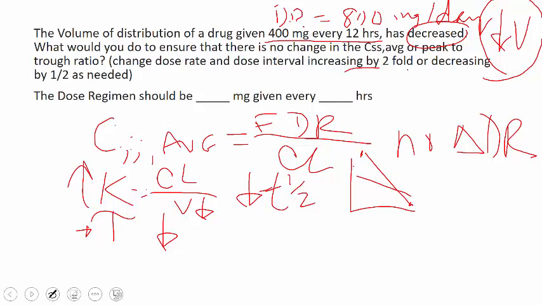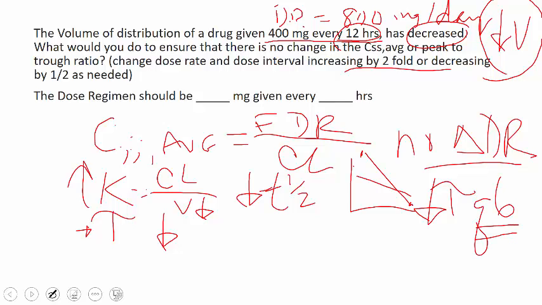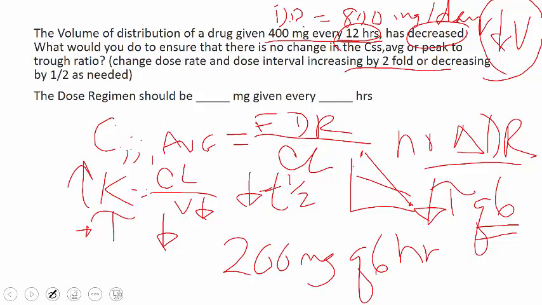So if we use this half and two-fold thing, we're going to make no change in dose rate, but we're going to decrease tau. So our dose rate now is 800 milligrams per day. Our tau is every 12 hours, so we're going to go to every 6 hours, which is 4 doses. So how many times does 4 go into 800? So we would give 200 milligrams every 6 hours, giving the same daily dose, but now giving it in 4 doses rather than just 2.